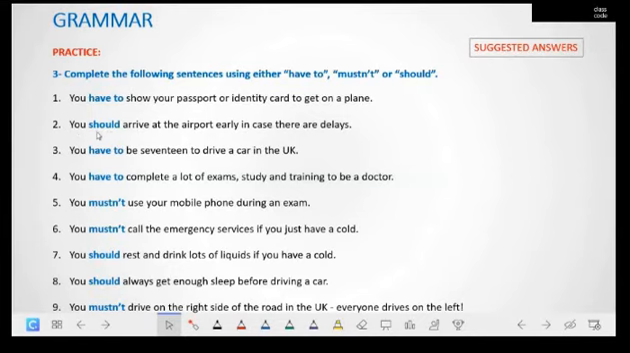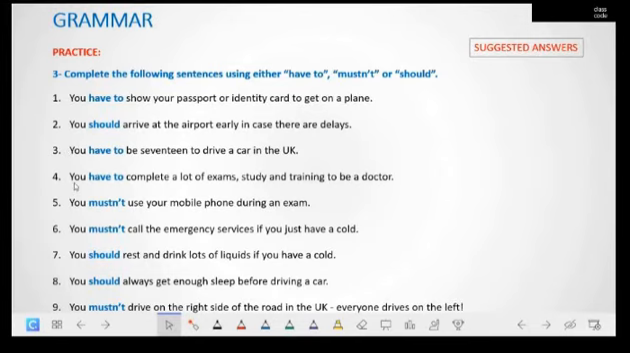Number two, you should arrive at the airport early in case there are delays. All right. So it is recommended here. It is recommended or advisable. Number three, you have to be 17 to drive a car in the UK. Again, this is according to the law, and it is from outside obligation.